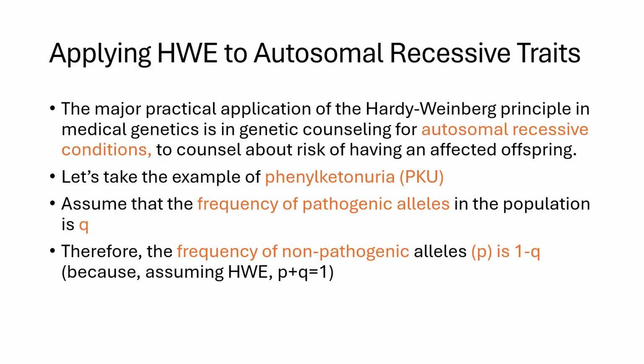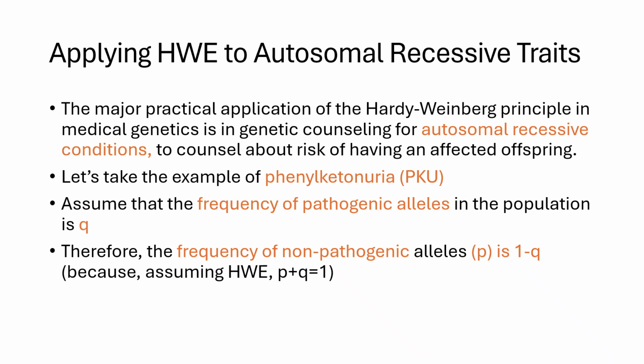So, applying Hardy-Weinberg equilibrium to autosomal recessive traits. The major practical application of the Hardy-Weinberg principle in medical genetics is in genetic counseling for autosomal recessive conditions, to counsel about the risk of having an affected offspring. So you may see patients who say, hey, I've got a brother who's got phenylketonuria. What are the chances that I might have a child with phenylketonuria? I don't actually have the condition, but do I have a hidden gene for it or something like that?